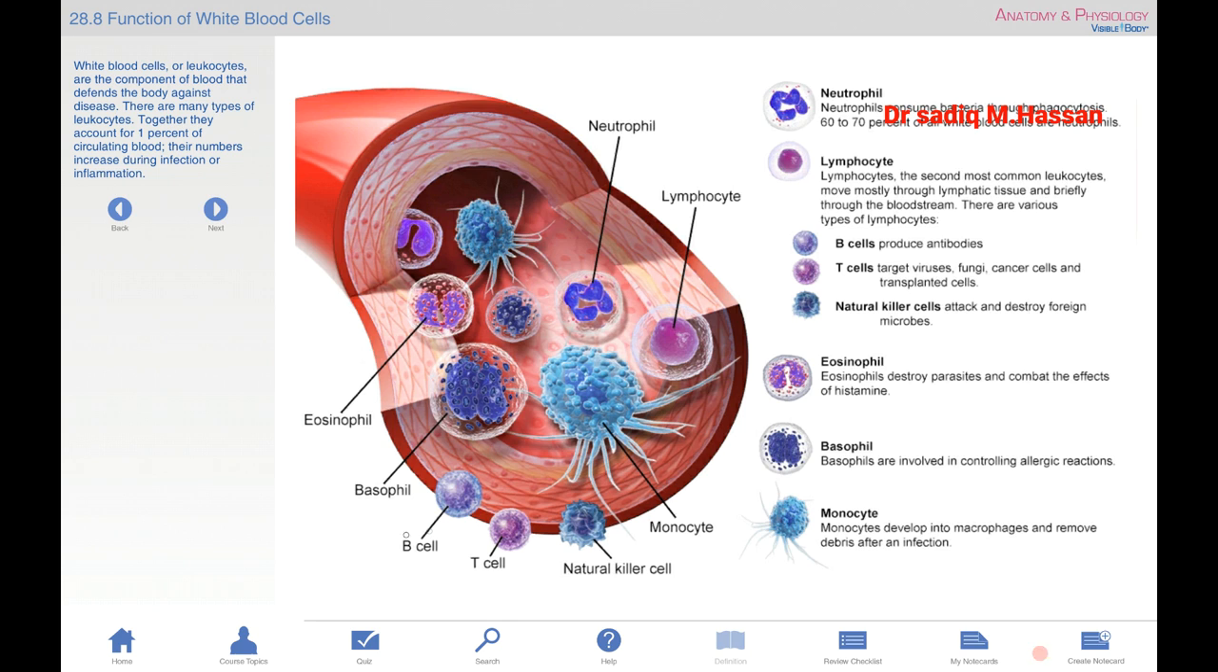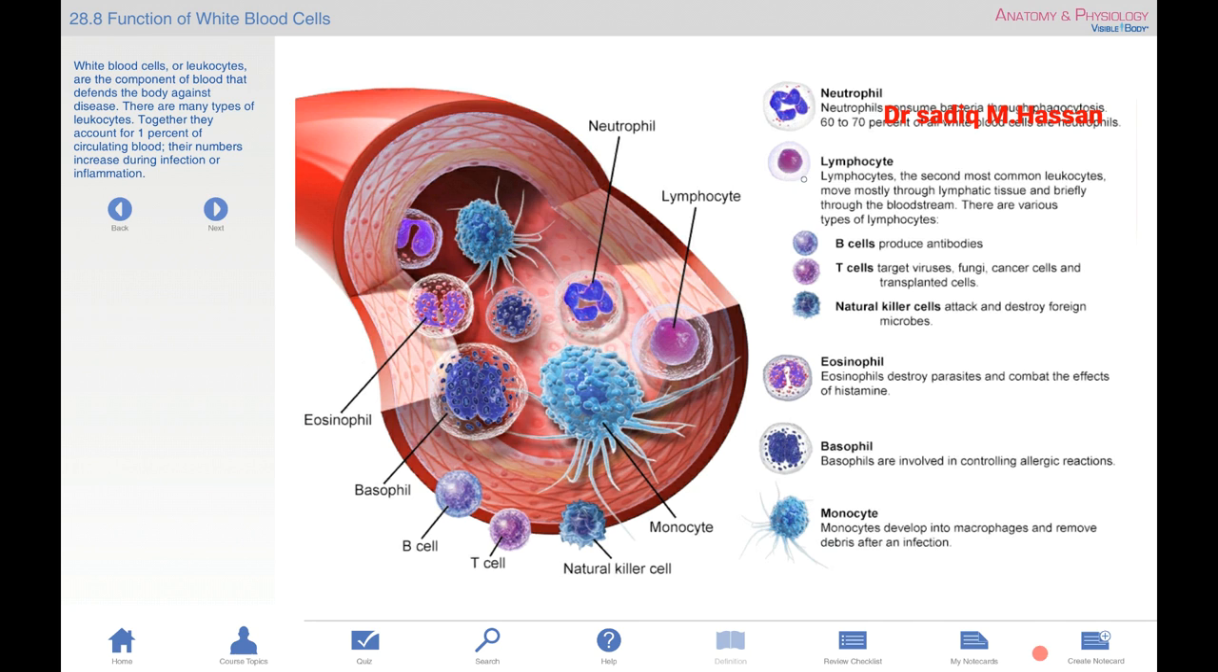This is the B cell, this is the T cell, this is the natural killer cell. This is a large one, a monocyte. The monocyte circulates in the blood as a monocyte. When they go out of the circulatory system, they take the name of that organ. For example, Kupffer cells are monocytes found in the liver. Microglia, as we discussed in the nervous system, are monocytes present in the nervous system.